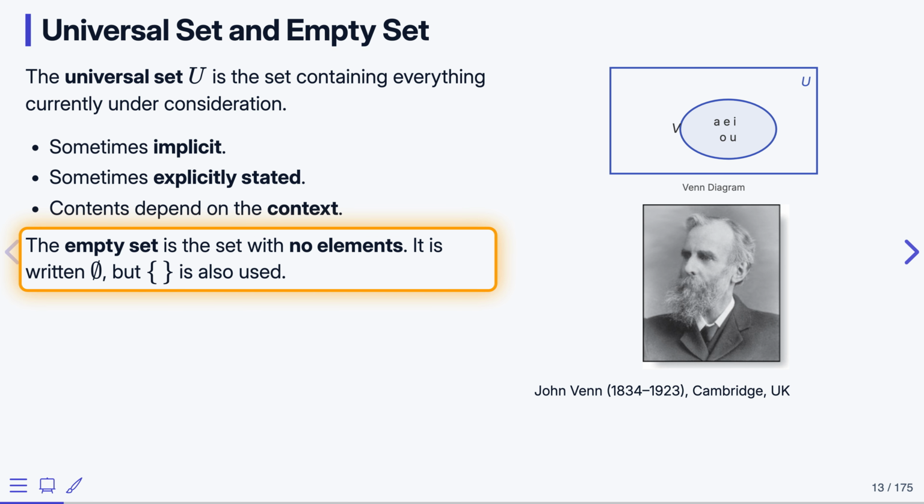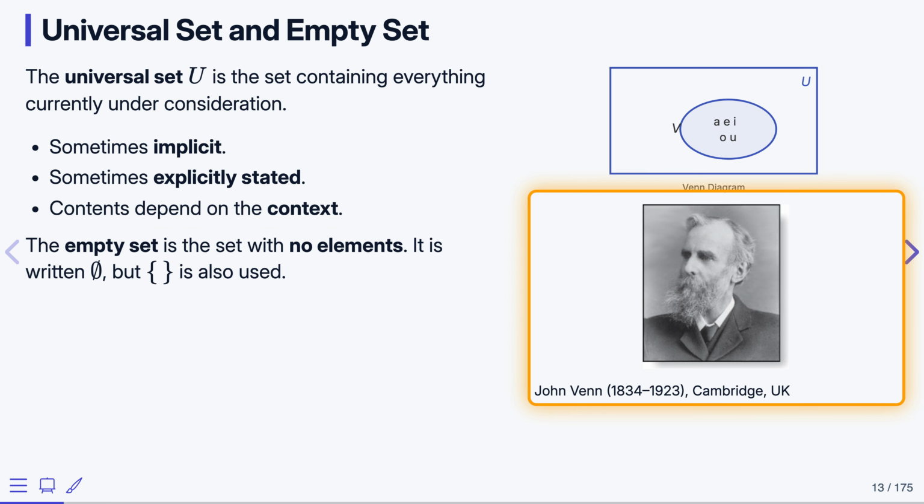The second special set is the empty set. It has no elements at all. We write it as a circle with a slash through it, or as an empty pair of curly braces. The picture is a Venn diagram. The rectangle is the universal set U, the oval inside it is the set V of vowels, E, I, O, and U. Venn diagrams like this one are named after John Venn. They help us picture how sets sit inside one another.